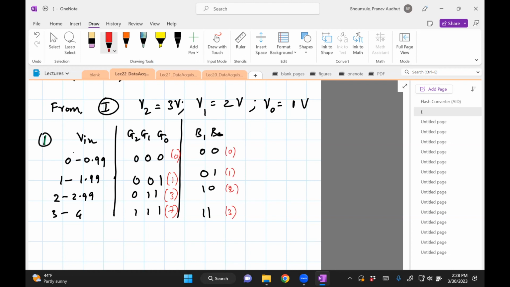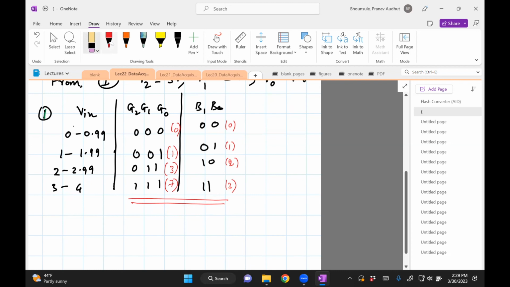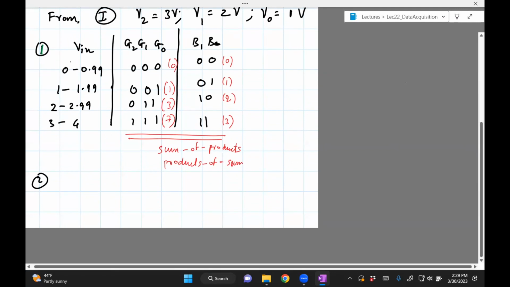Okay, so I need to take 3 bits, G2, G1, G0, and convert them to 2 bits. This is something we've done in the past with the truth table. If you're given a truth table, you can figure out the logic, in terms of gates, to convert one input to another. So we talked about sum of products and products of sum. I'll not go through the process, but I have figured out a formula which can help you convert the G's to B's. This is what I get.